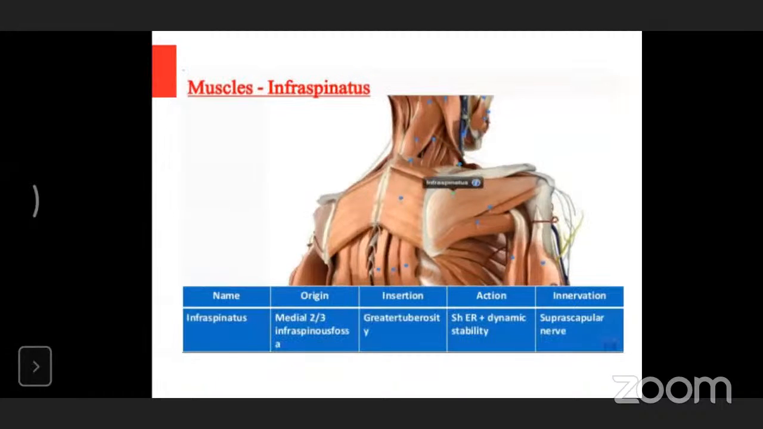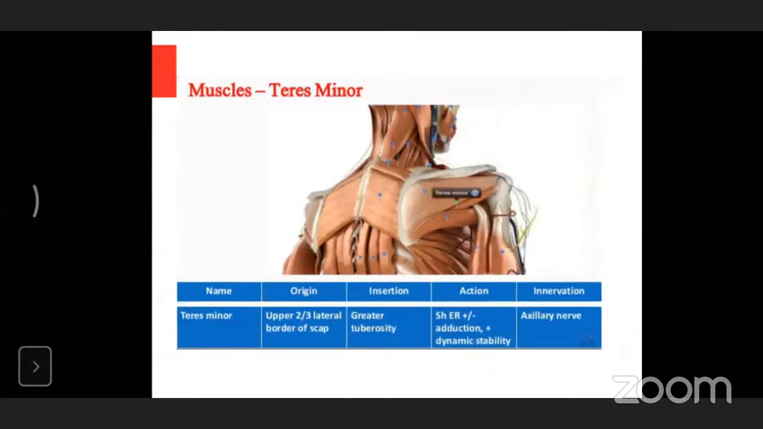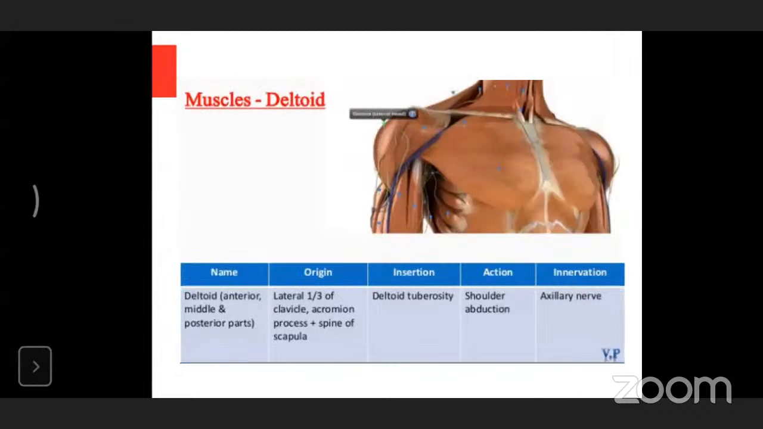Next is the infraspinatus. Origin, medial two-thirds of the infraspinous fossa, insertion into the greater tuberosity. Action is shoulder external rotation plus dynamic stability, and innervation is by the suprascapular nerve. Teres minor: origin, upper two-thirds of the lateral border of the scapula, insertion to the greater tuberosity. Action is shoulder external rotation, adduction, and dynamic stability. Innervation is by the axillary nerve.